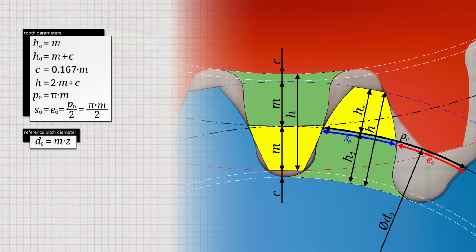Since the tooth space width and tooth thickness are the same, the tooth of one gear fits perfectly into the tooth space of the other gear. The gears can therefore mesh without backlash. This means that there is no rattling when the direction of rotation is changed.